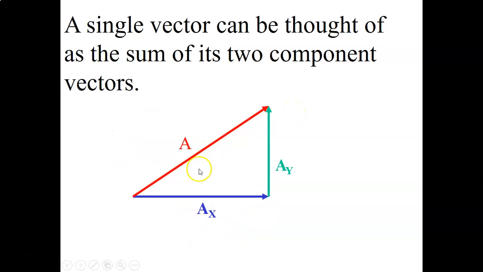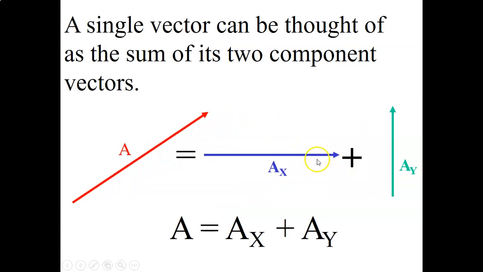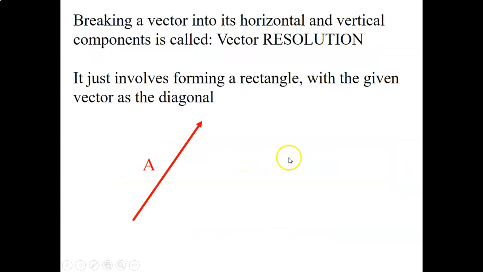So we can think of this vector A as being the addition of these two components. If I were to add these two together and find the resultant, that's what I would get, would be A. So this is the breaking it apart into two components. This is called vector resolution, and it's pretty straightforward.